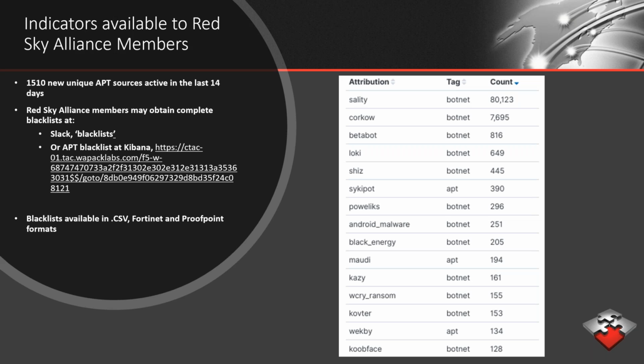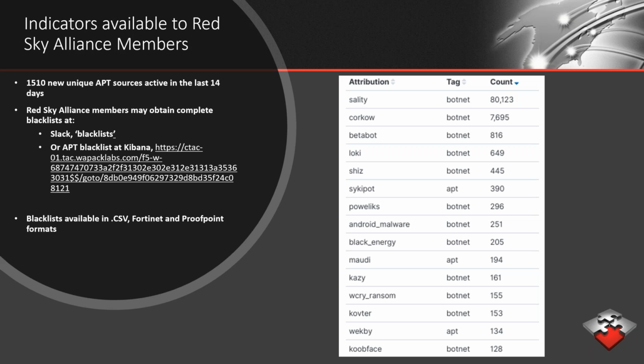Here we see the APT and botnet indicators collected in the last 2 weeks by our sinkhole collection. We had 1,510 new unique APT indicators in the past 14 days. You can use your two-factor authentication to log into CTAC to download the APT indicators discussed today. Please contact us on Slack or via email for any assistance.